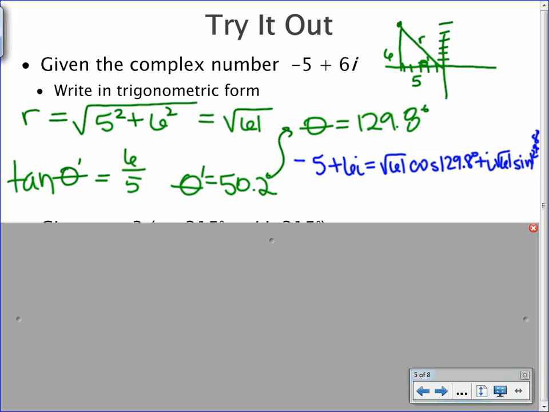Okay? Now you will also see this written maybe as the square root of 61 times the quantity cosine of 129.8 degrees plus i sine of 129.8 degrees. Okay, you may also see it like that since both of them have the r. Well, when I'm asking for trigonometric form, I want it with the cosine and sine. Okay, now to go back to standard form, then that's when you would solve that out. Okay.